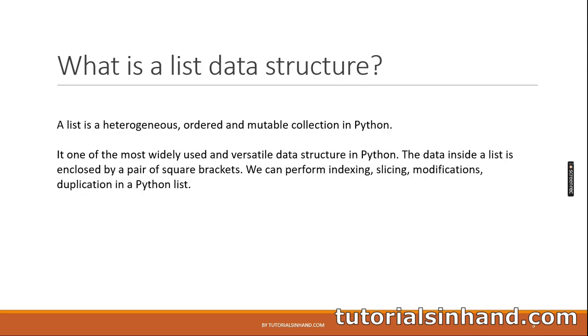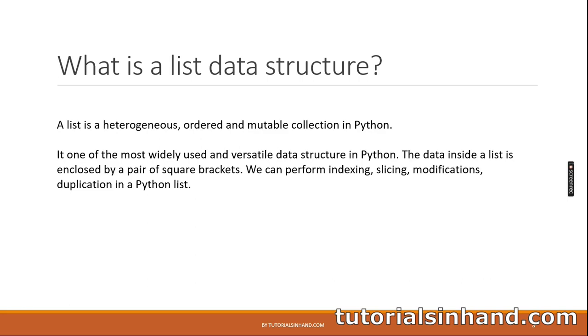What is a list data structure? A list is a heterogeneous, ordered, and mutable collection in Python. It is one of the most widely used and versatile data structures in Python. The data inside the list is enclosed by a pair of square brackets. We can perform indexing, slicing, modification, and duplication in a Python list.